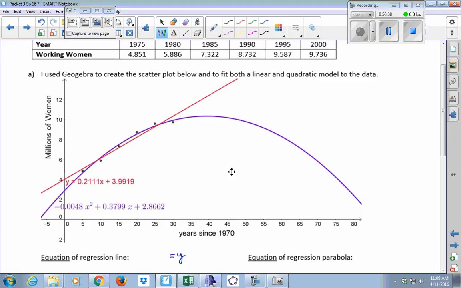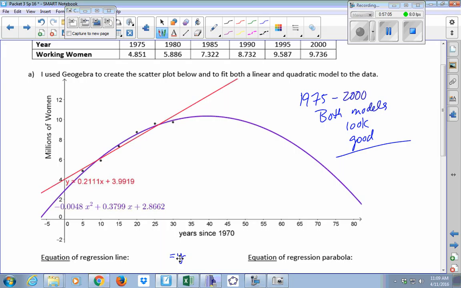Okay, so each model is going to give you a good estimate from 1975 to 2000, right? So from within the range of your data, 1975 to 2000, both models look pretty decent. Okay, so let's see how they may differ. So let's go out now.